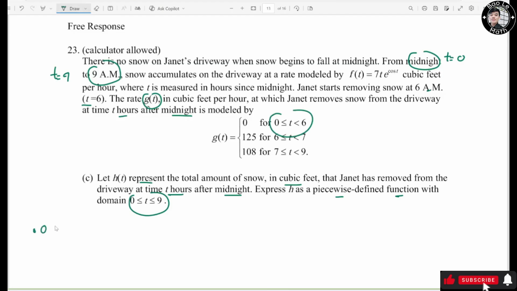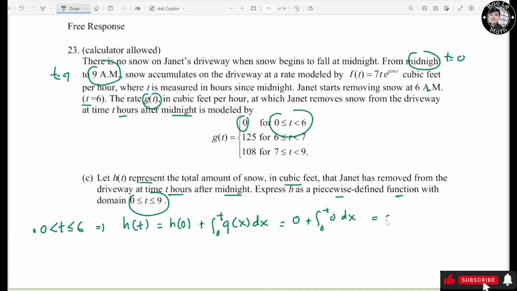From 0 less than or equal to t less than or equal to 6, we have h of t equals the initial amount h of 0 plus the integral from 0 to t of g of s ds. And h of 0 equals 0 plus the integral from 0 to t. Within this interval, the value is 0, so it could be 0 ds, and the answer must be 0. Now, the second interval is going to be from 6 to 7.